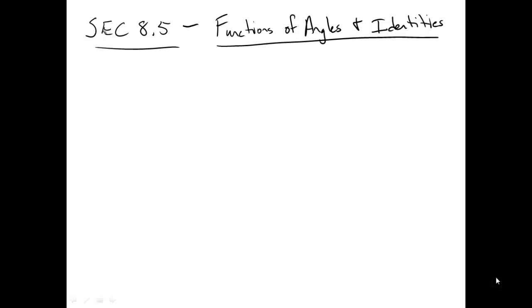This is a video on section 8.5, which has to do with functions of angles and identities for Math 175, pre-calculus. First off, let's talk about if we had a given right triangle.